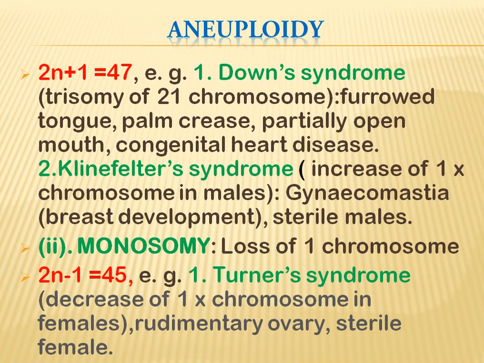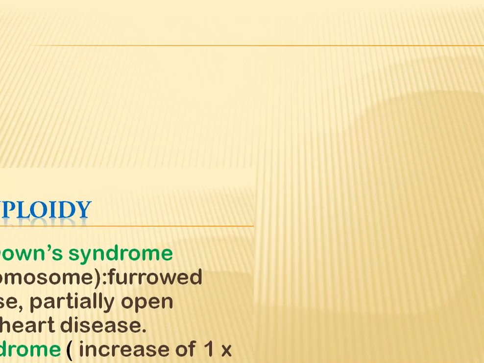Next one is monosomy. In monosomy, there is loss of one chromosome, that is 2n minus 1 equal to 45. Example, Turner syndrome. In Turner syndrome, there is decrease of one X chromosome in female. Such females have rudimentary ovary, that is ovary not well developed. Such females are also sterile.